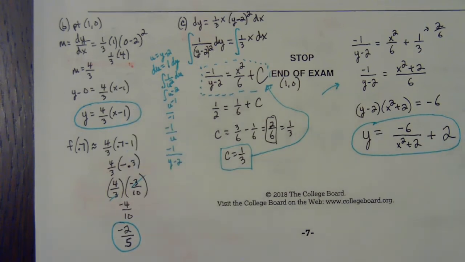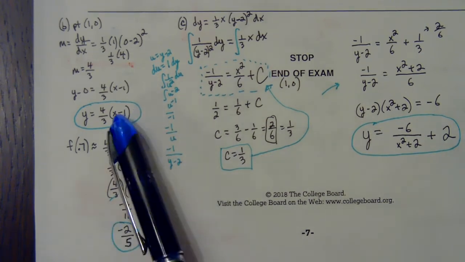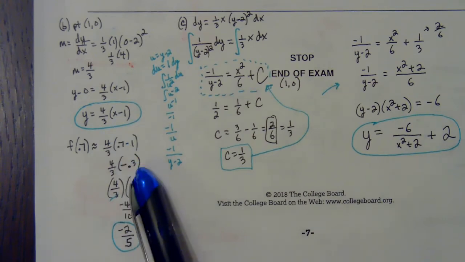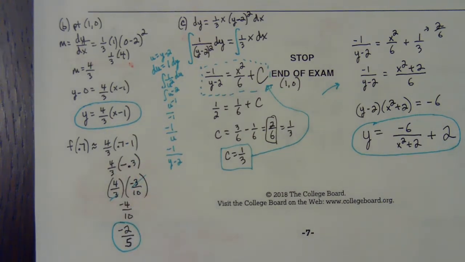And then it wants us to use that equation to estimate f of 0.7. So just plug in 0.7 for the x and do some arithmetic there. I made that -3/10 because the fractions are easier for me to do without the calculator. Got -4/10, which reduces to -2/5 right there.